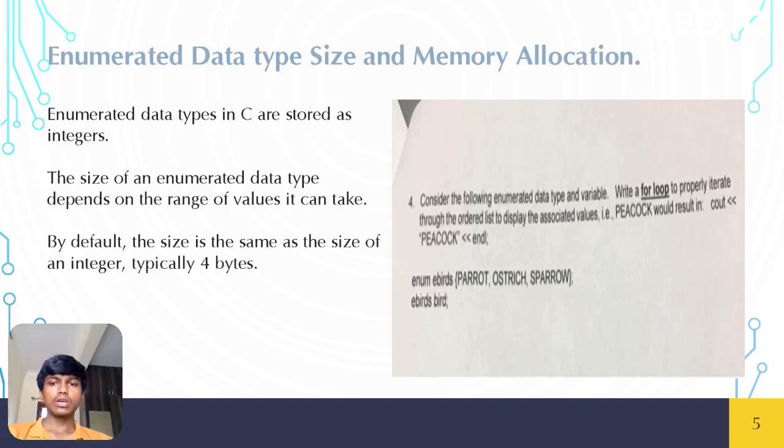Each enumerated constant is assigned an integer value starting from 0 and incremented by 1 for the next constant. The memory allocation for an enumerated variable is the same as that of an integer variable.